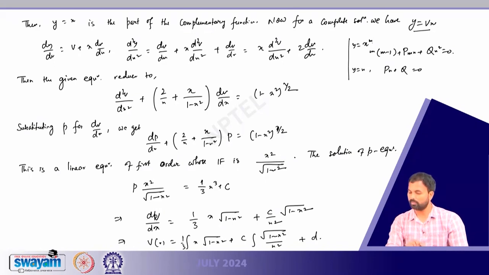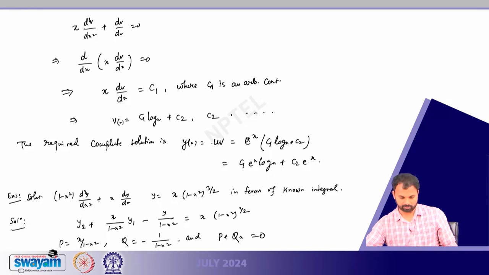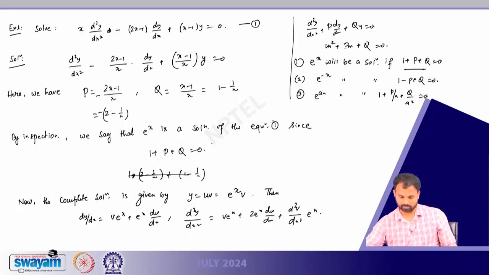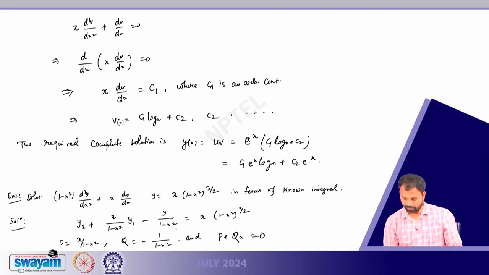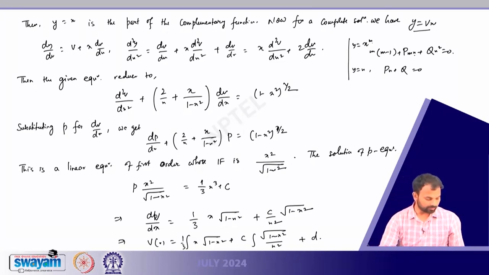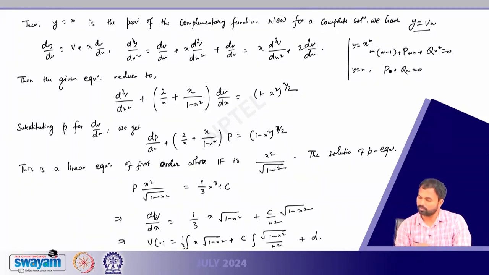So, in our case for this problem, our p is x by 1 minus x square and q is minus 1 by 1 minus x square. If I multiply by x and add them, it becomes 0. And if you go back to this criteria, if you take p equals m, then our condition will be p plus qx. That will actually give us that y equals x is the solution.